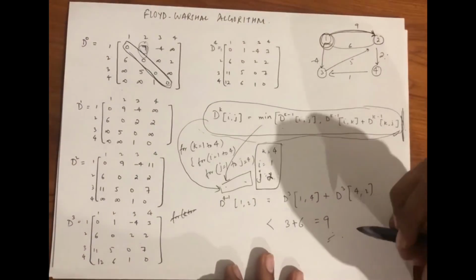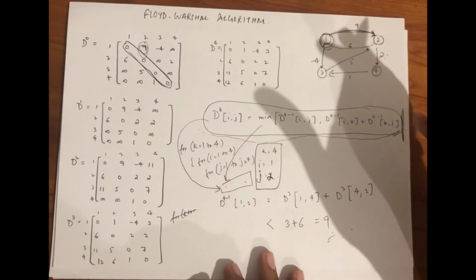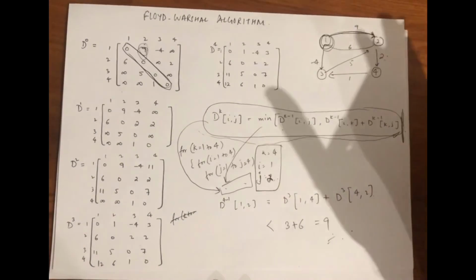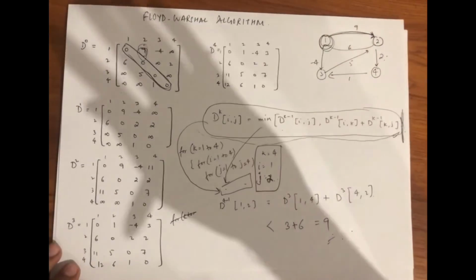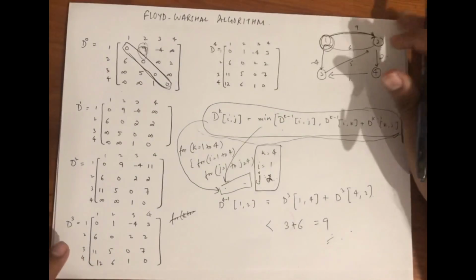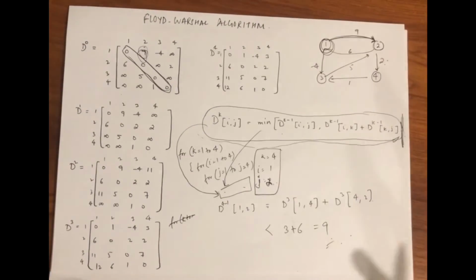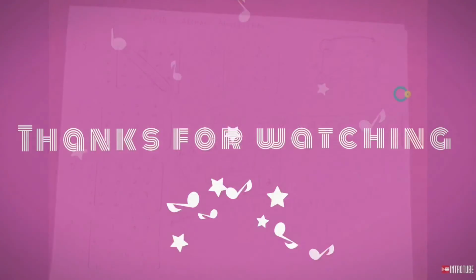So basically this is how we can find the shortest path between all the edges and all the vertices. So this is all about the working of the Floyd-Warshall algorithm. Hope you understand how this all works. Thank you.